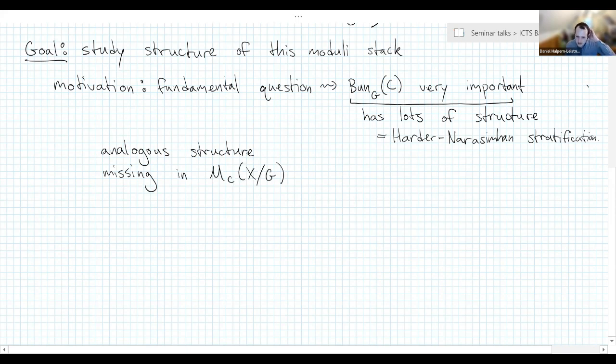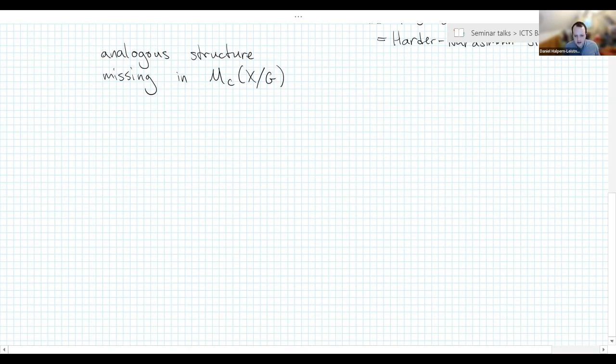And when I say it's a fundamental question, Bun-G is one of the simplest moduli problems that you might think about. And then the next simplest would be just to add a section of an associated bundle. But actually, this comes up quite naturally. You can construct enumerative invariants. This is related to the so-called I function.